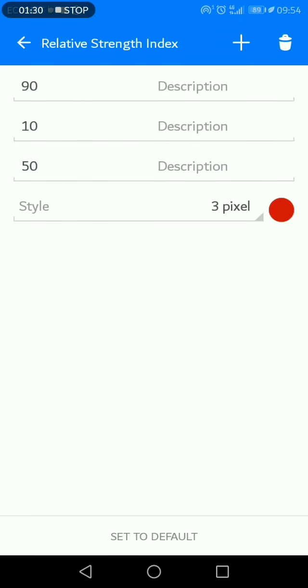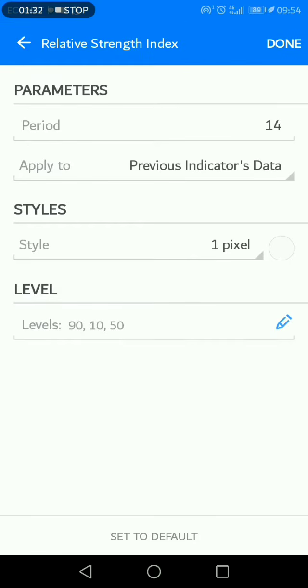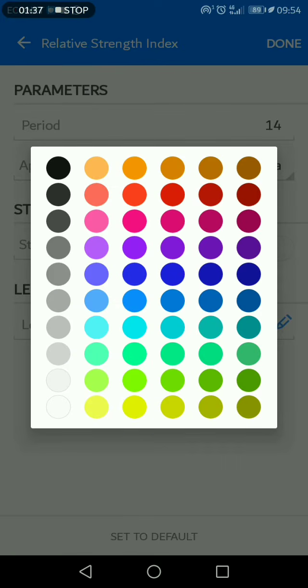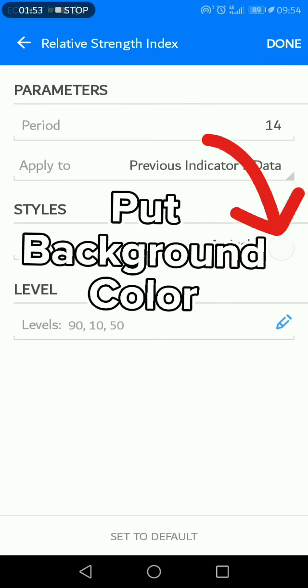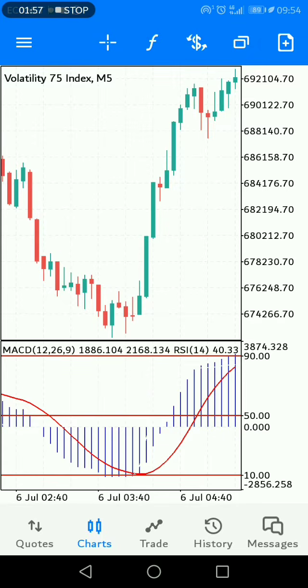Now put the levels to 10, 90 and 50, and also, on this tile here, make sure you put the color of your background. You don't want to see the RSI line, we just want to see the levels, because we are not going to use the line, we are just going to use the levels, right? I'm going to put white because I use a white background. If you use a black background like other people, make sure you put the black background and click done. And once you do that, you are going to see that the RSI will sit right on top of the MACD.